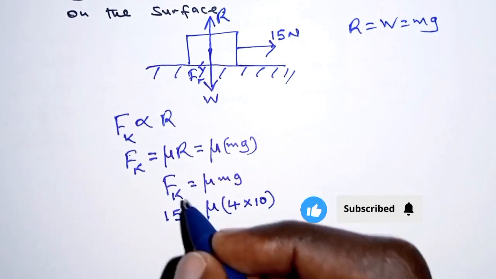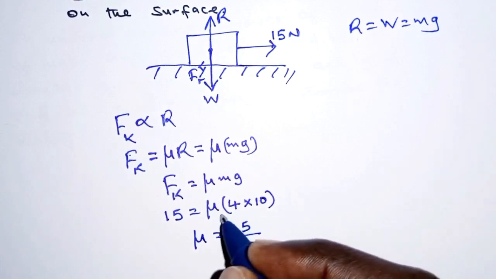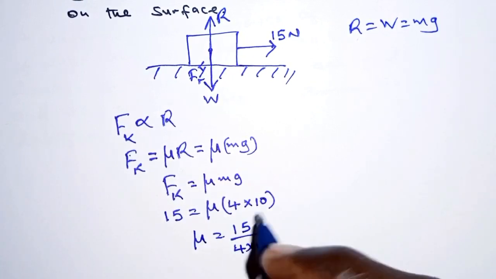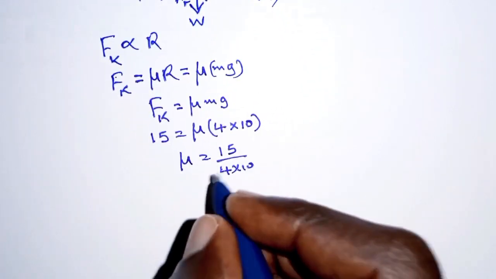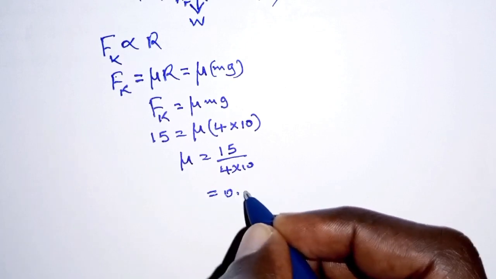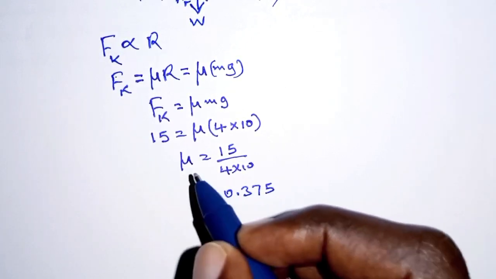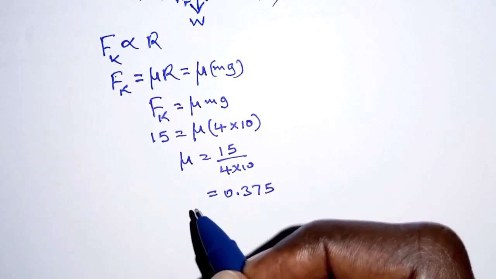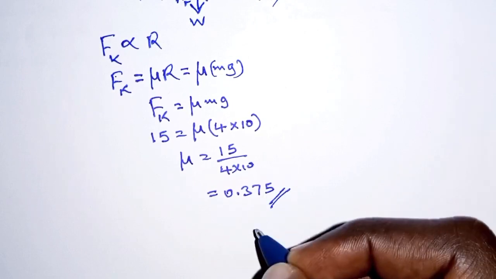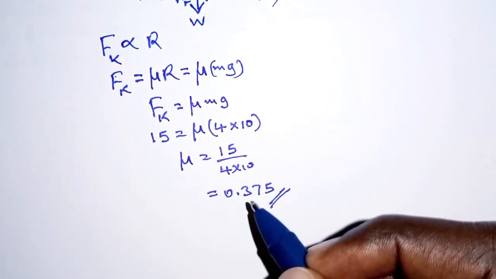And from this, we can say that mu is 15 all over, so we divide by this bracket here, which is 4 by 10. So that is 15 over 40, which should give us 0.375. Remember, mu here is a constant, and mu doesn't have a unit. So our result is 0.375 for the coefficient of friction.